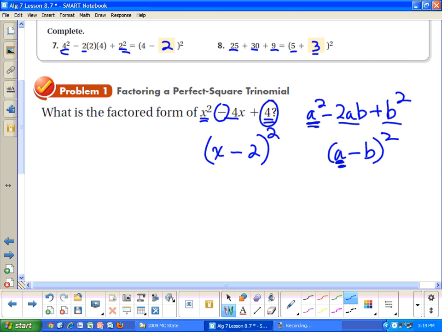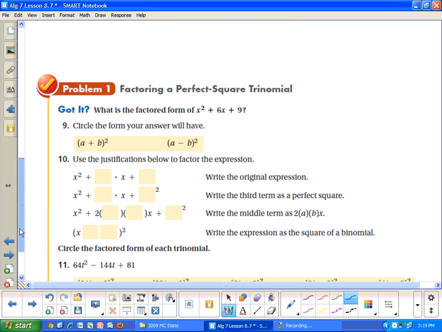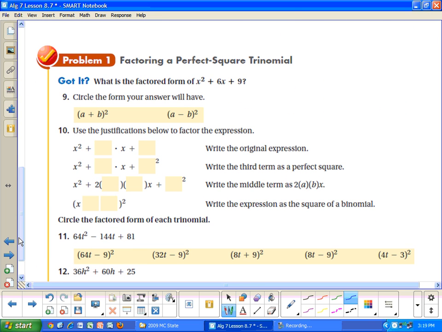We just want to check that to make sure it works. If it does, the middle term should be minus 2 times a times b. A times b is x times 2, and doubling that with the minus gives negative 4x. And that works there. So we can factor these pretty quickly if we recognize that they're perfect square trinomials. Go ahead, try that there on this one.